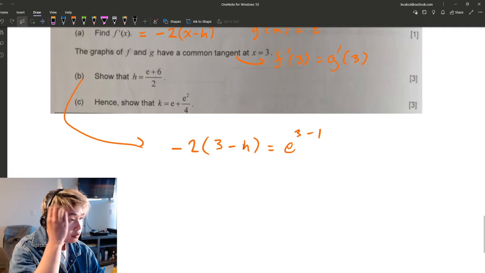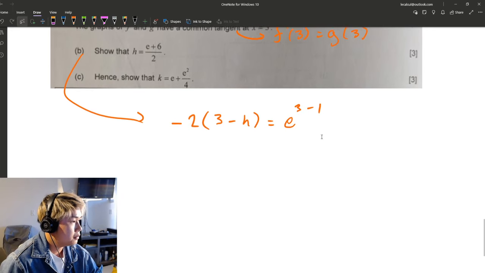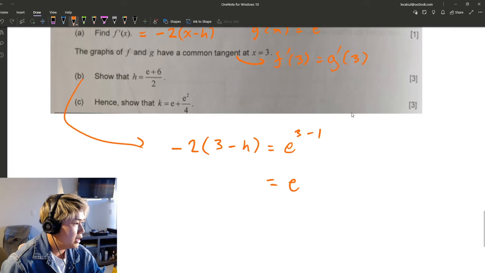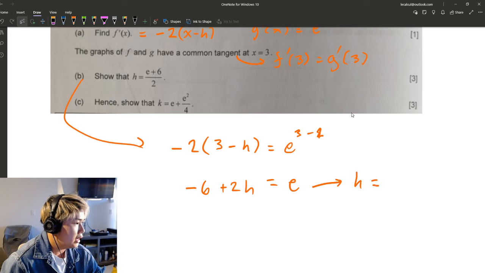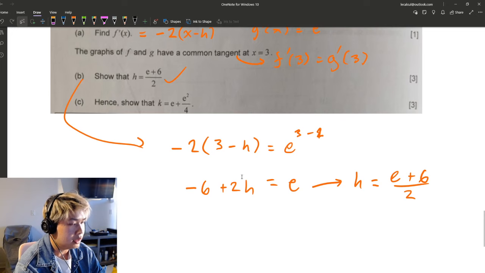But where was I? Okay, this is pretty easy. We just solve for h. So this is e to the power of... oh, this should be 3 minus 2. E to the power of 1, which is just e. And then on the other side, I'm going to have negative 6 plus 2h. And then, of course, solving for h means that I'll get e plus 6 divided by 2, exactly as shown. Going good. That's good.